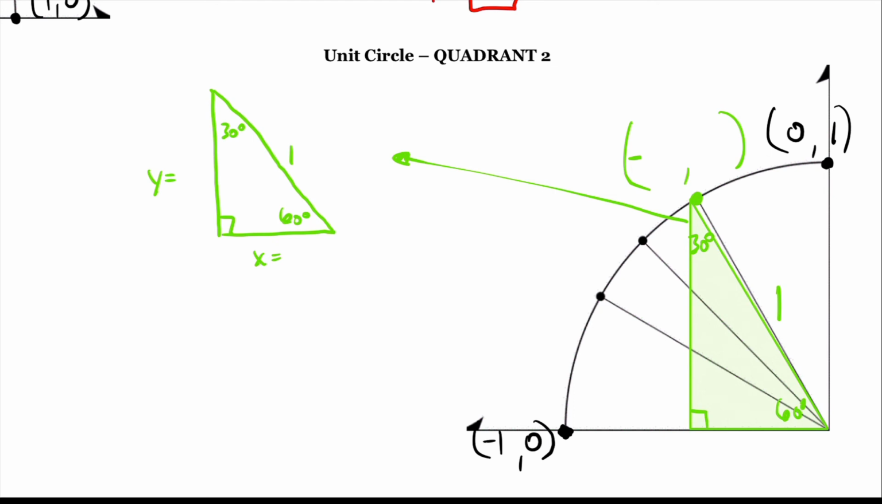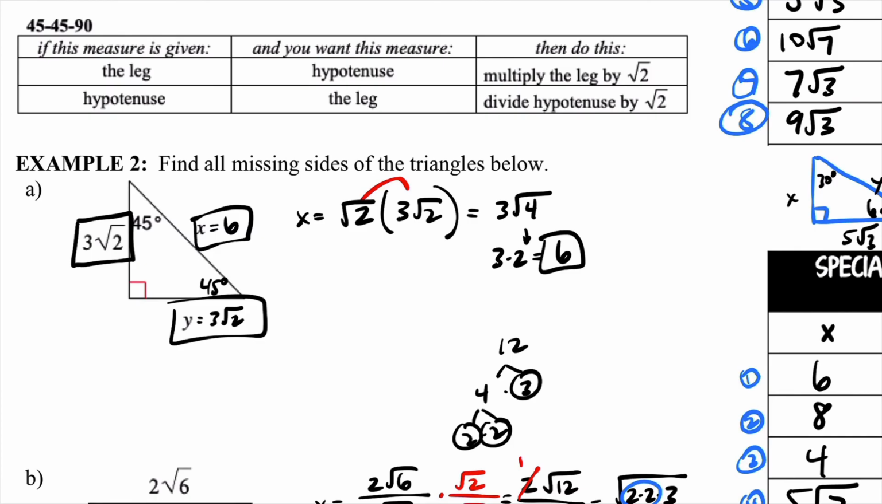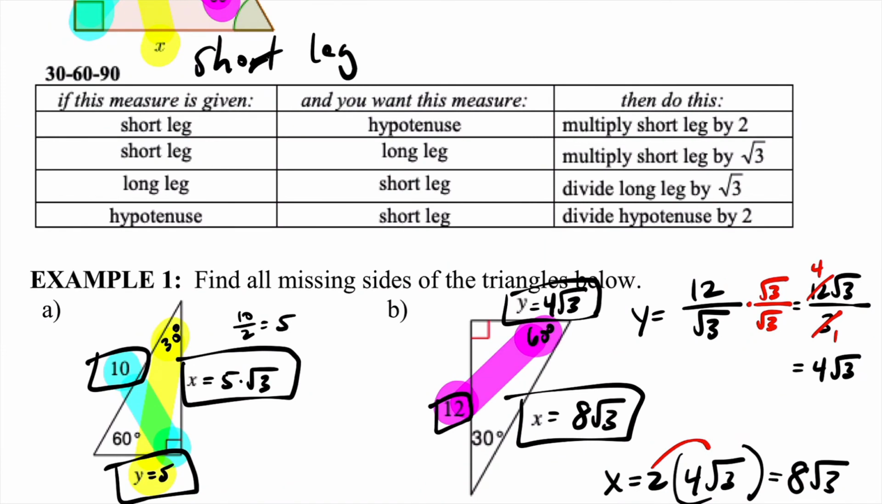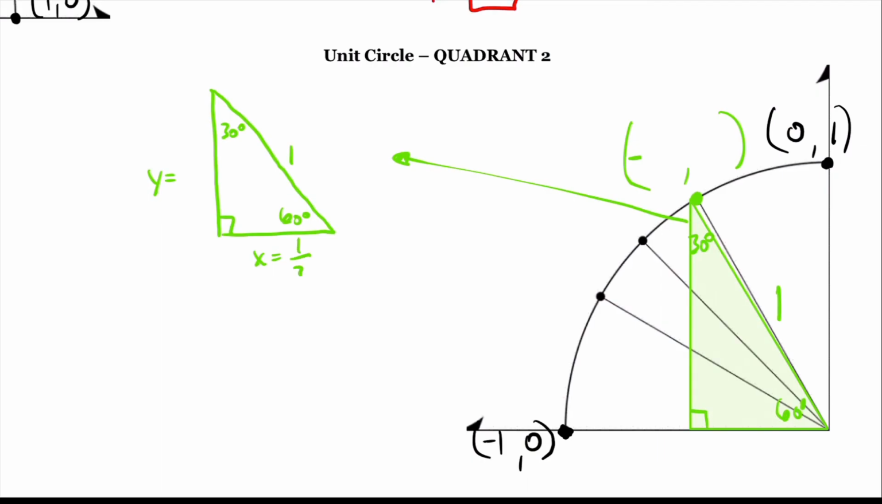So which one is the short side, X or Y? How do I find the short side or the long side of a 30, 60, 90? You multiply short leg by square root of 3 to get the long leg. There you go. I don't have the short leg right now, right? I have the hypotenuse, and to get the short leg, I divide by 2. I've done that before, right? So the short leg is going to be 1/2. Let's label the short leg 1/2. We said that was X, right?